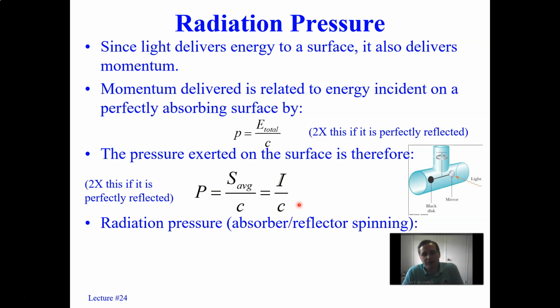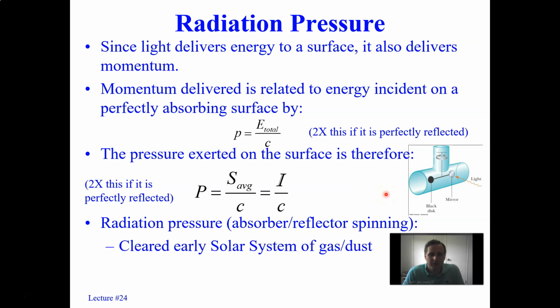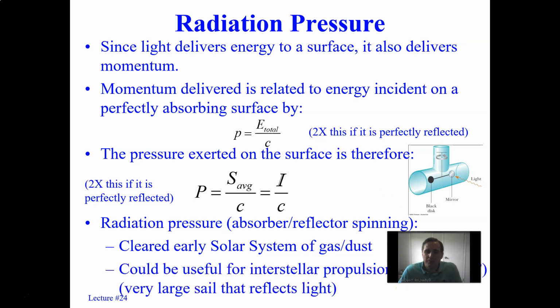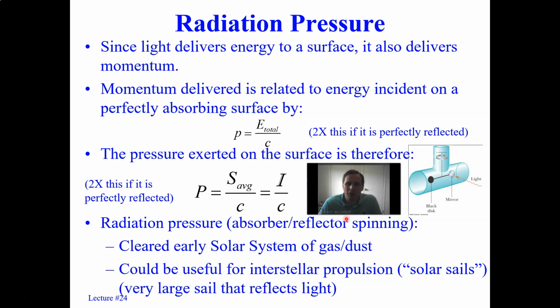Now, how about radiation pressure when you have this absorber or reflector spinning? It turns out that radiation pressure cleared the early solar system of gas and dust. The interesting thing is that this radiation pressure is going on out there in the universe all the time. Another possible application that's been proposed for radiation pressure is interstellar propulsion by the use of solar sails.